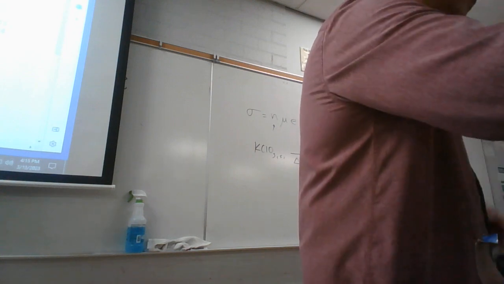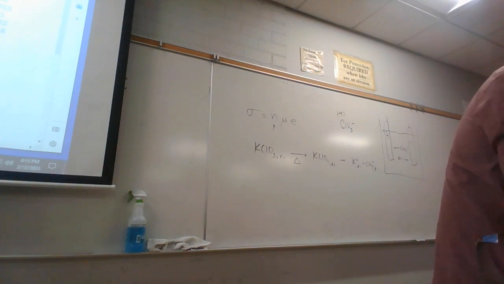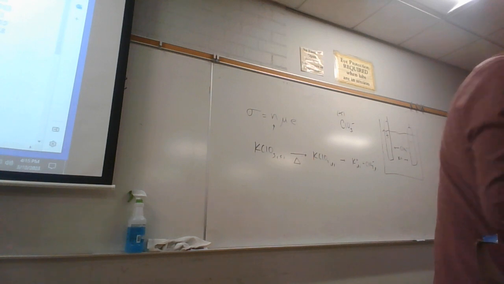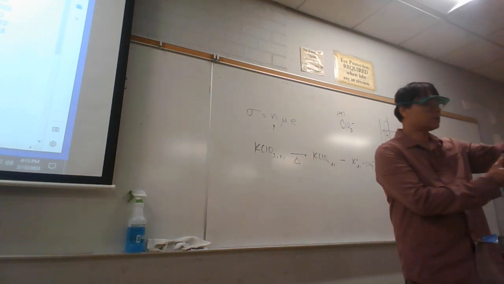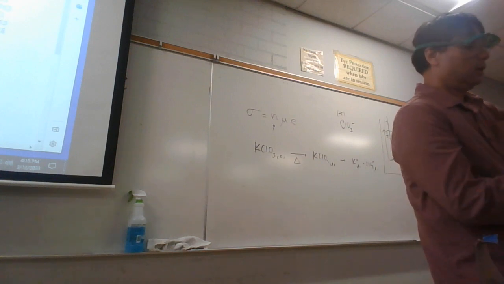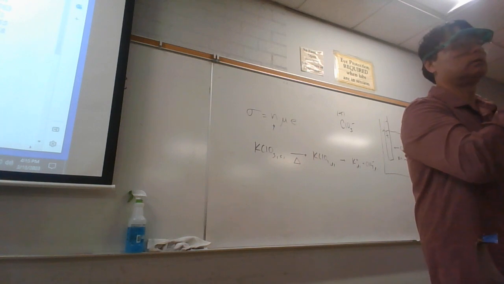Copper 2 sulfate or copper 1 sulfate? Copper 2. Copper 2 sulfate. Copper 2 is much more common. Copper 1 salts are rare. Most of the copper salts that we deal with are copper 2. This is copper 2 sulfate. Copper 2 is what color? Blue.